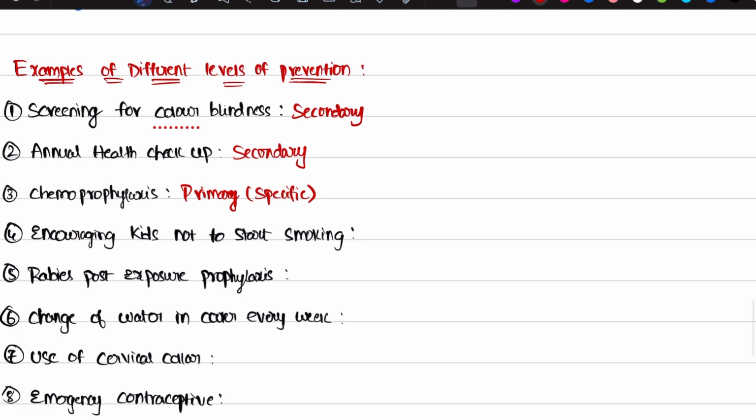Encouraging kids not to start smoking. So he doesn't have any risk factor. Kids, let's say he's 8 years old, he's 7 years old, he doesn't have any risk factor. We are just asking them not to start smoking. When they grow old, they are going to start smoking. That's why we are asking them not to start smoking at the age of kids. Okay, here this comes under primordial level.